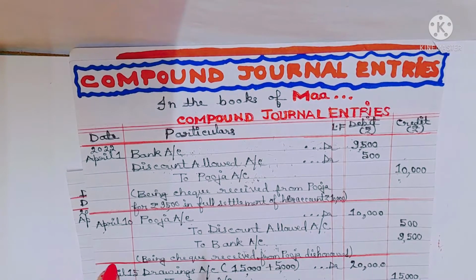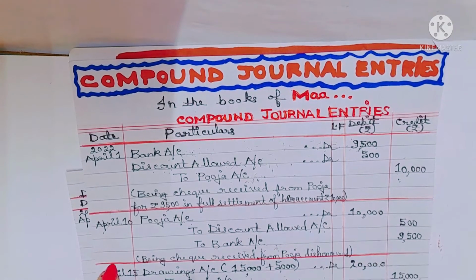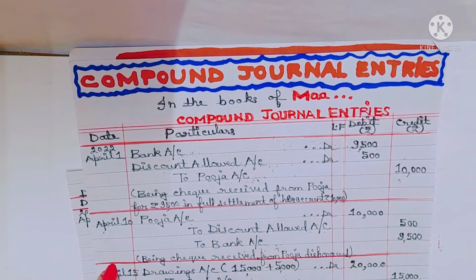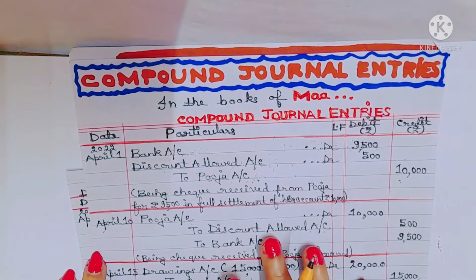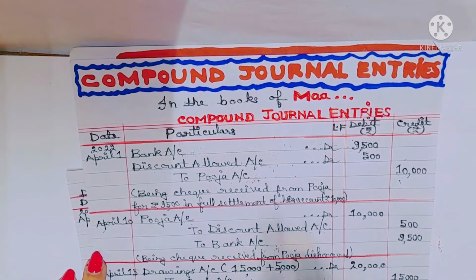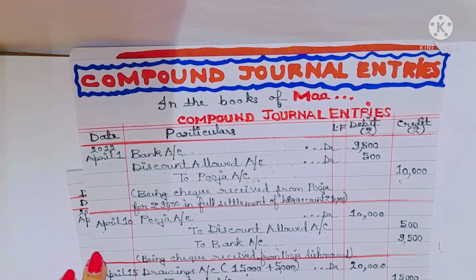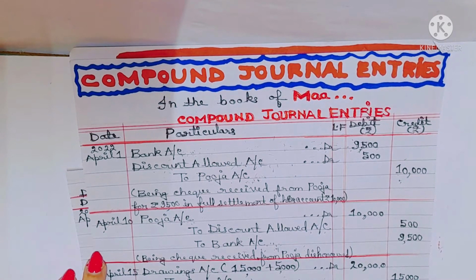Why not discount allowed? Because bank account and discount allowed account are both on the same side, that is credit side. I'm not talking about the same side. I'm talking about the opposite side. What is on the opposite side? Puja account. Discount allowed account and bank account are on the same side, credit side. We always have to look at the opposite side, not the same side. So what is on the opposite side? Puja account. On 10th April, where is Puja account? Debit. But since bank account is on the credit side, Puja account will also appear on the credit side.